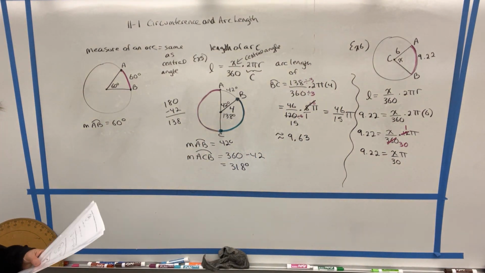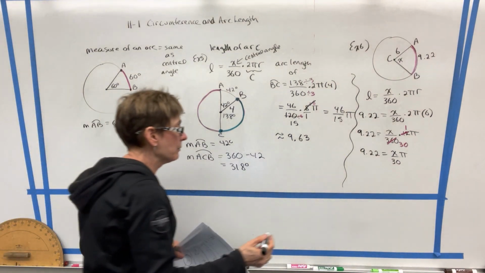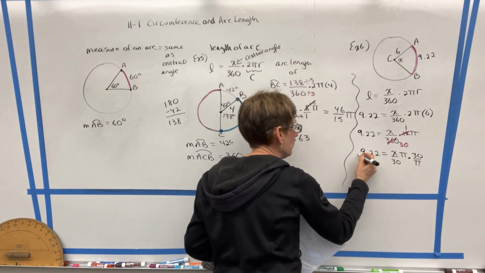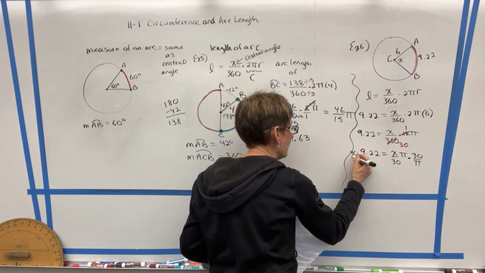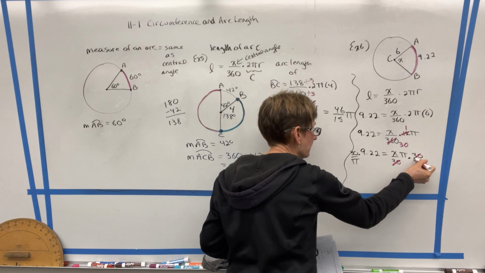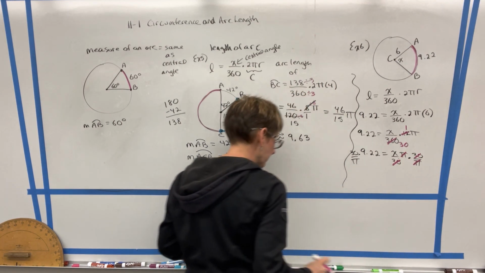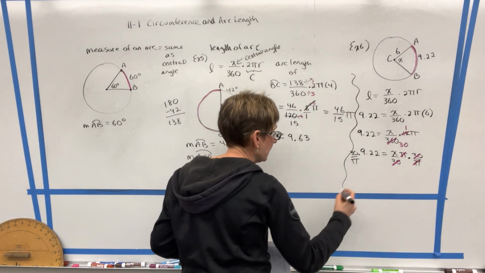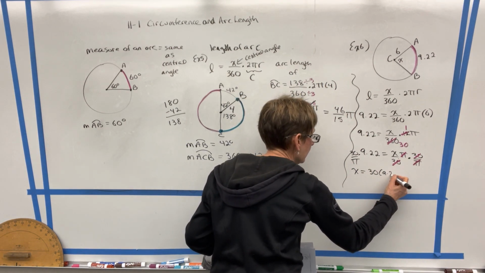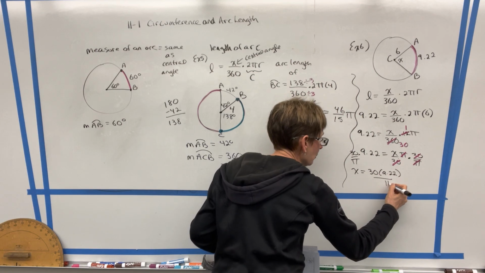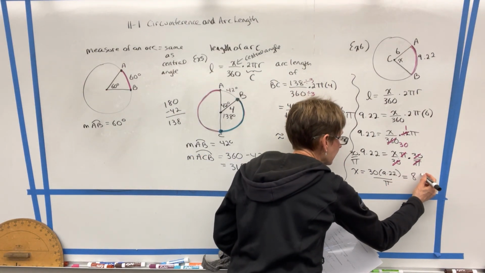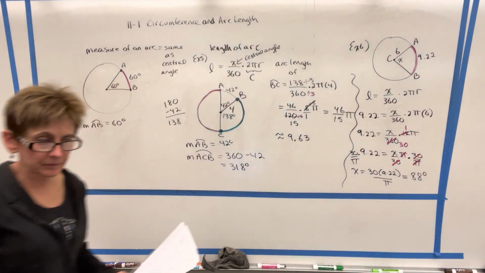To get the exact answer here, I'm going to multiply both sides by 30 over pi. We're going to multiply by the reciprocal of what we have. When we do that, these 30s will cancel out and these pi's will cancel out. And I have here that x equals 30 times 9.22 over pi. And when I work that out, it's approximately 88 degrees.